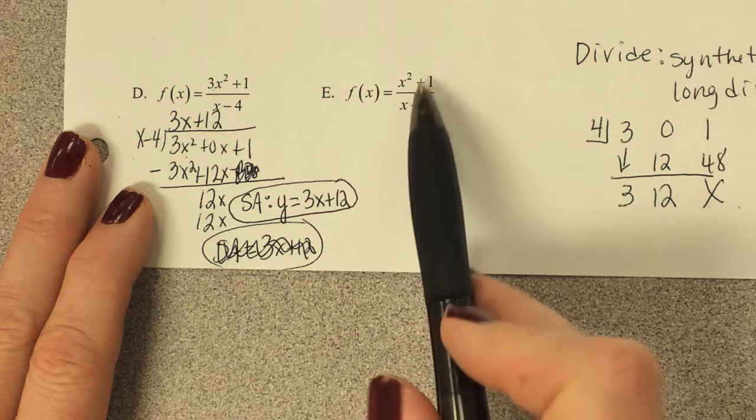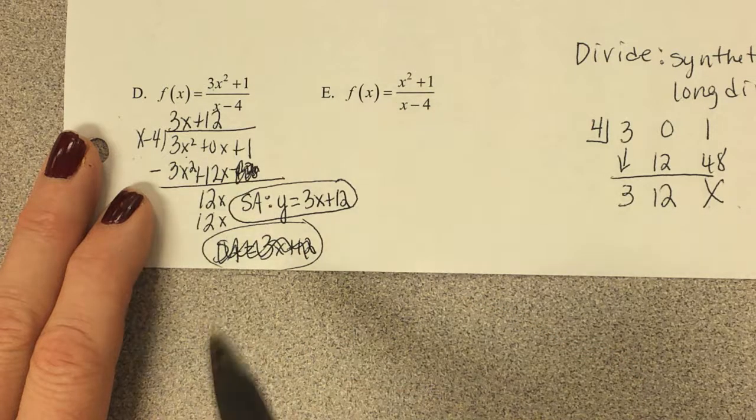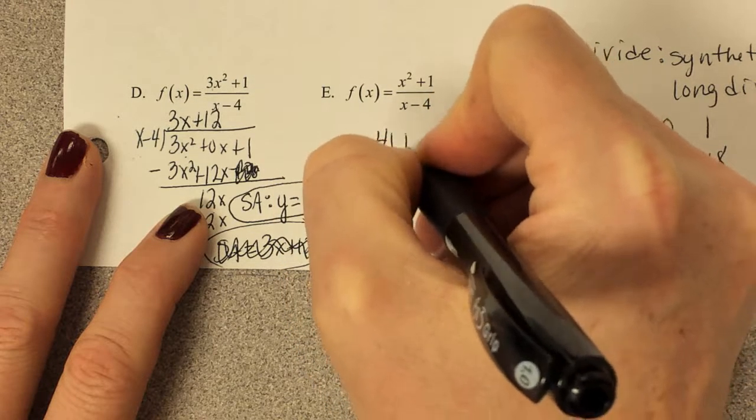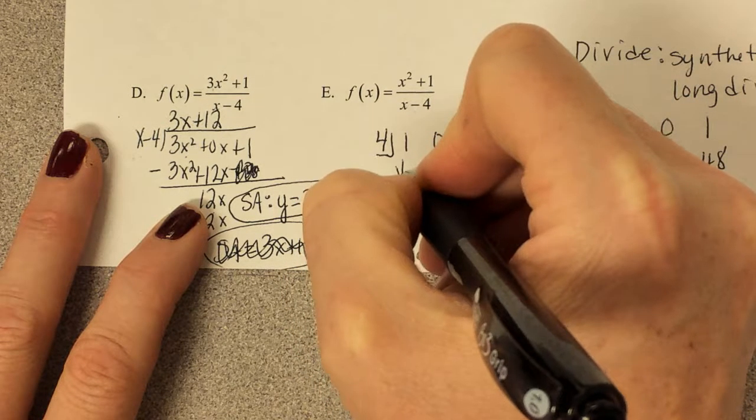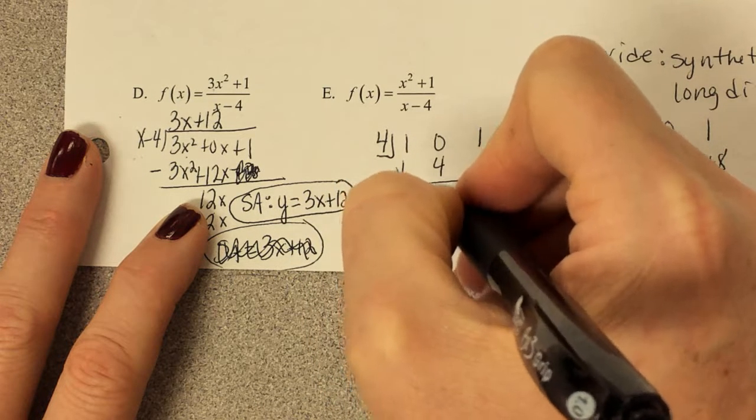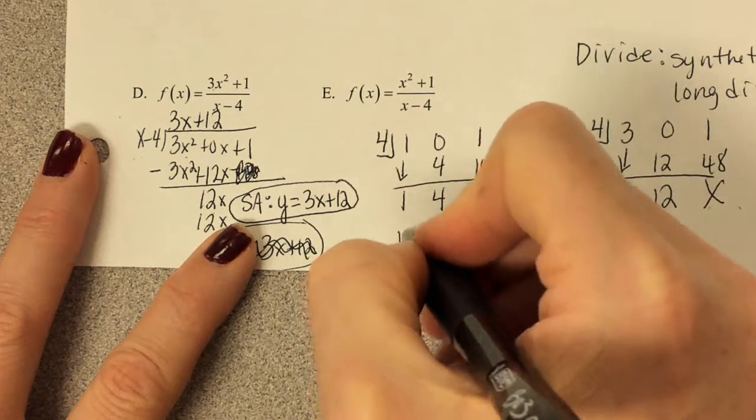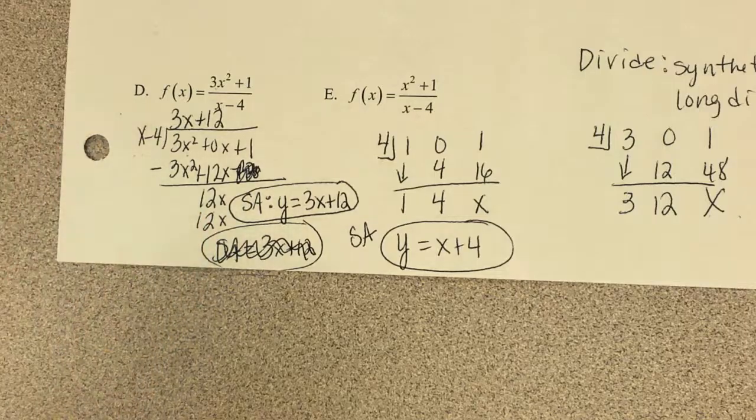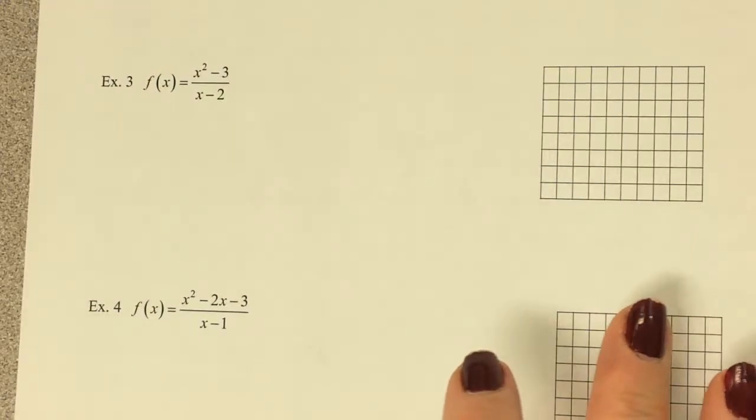All right, so now you guys choose a way to do this one, whichever way you want, synthetic or long division. Check your answer and make sure you got that. Everybody get y equals x plus 4? All right, excellent. Let's flip over to the back now and let's do some problems with slant asymptotes.